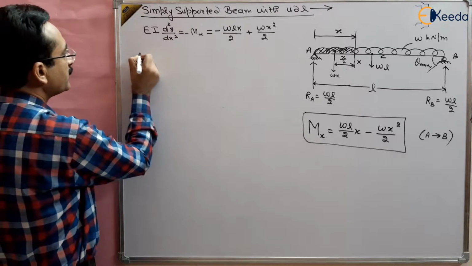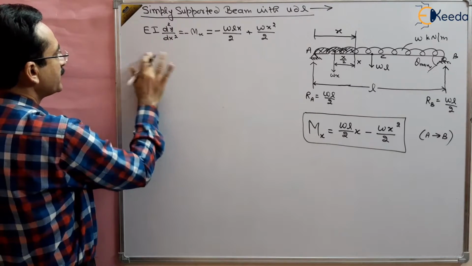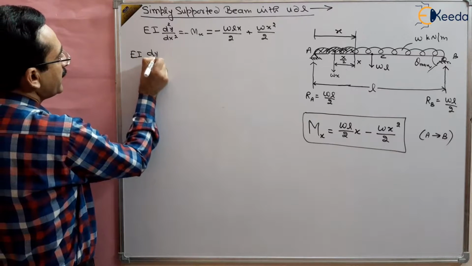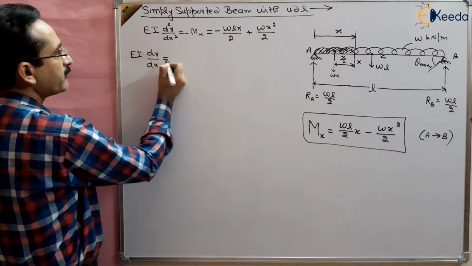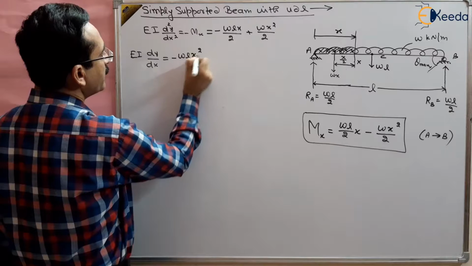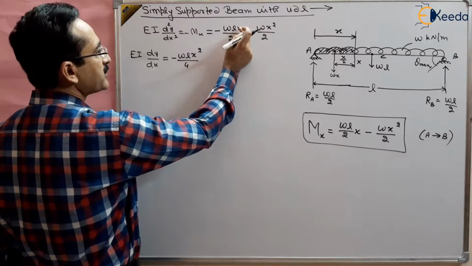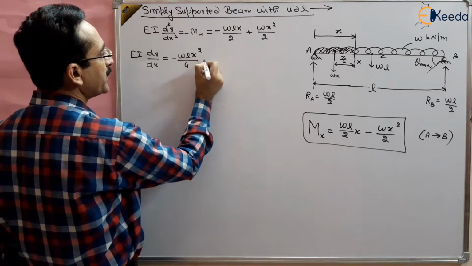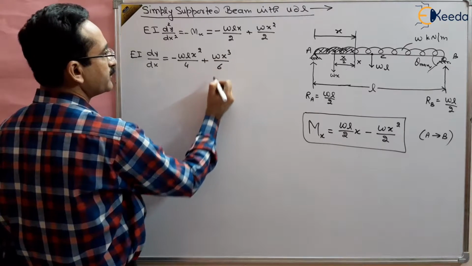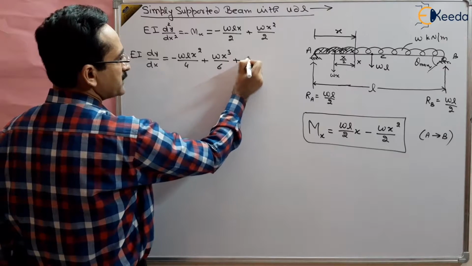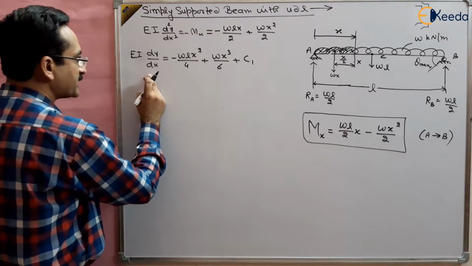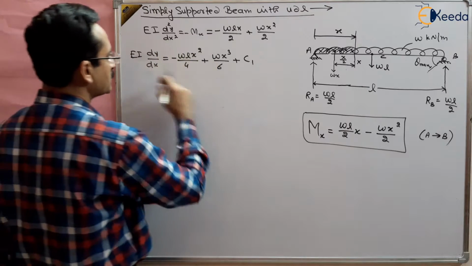So integrate it, you will get EI dy by dx. So EI dy by dx will be equal to the integration of this. This is minus WLx square by 4, integration of x is x square by 2, so x square by 4, plus Wx cube by 6 plus some constant c1. If we again integrate it, we will get the deflection, right? So this is the slope equation, slope.